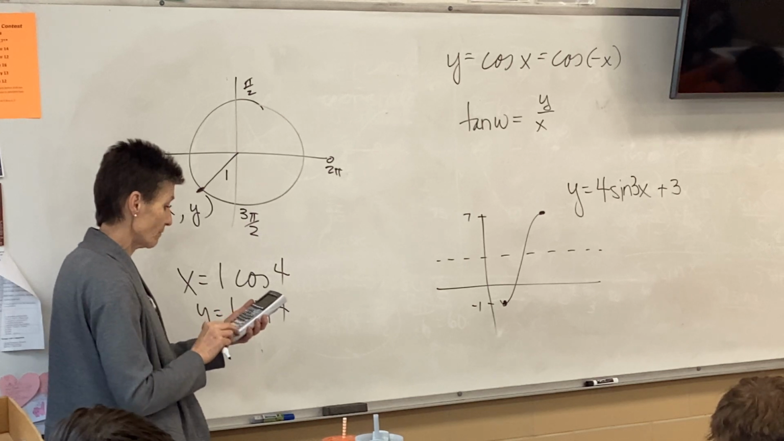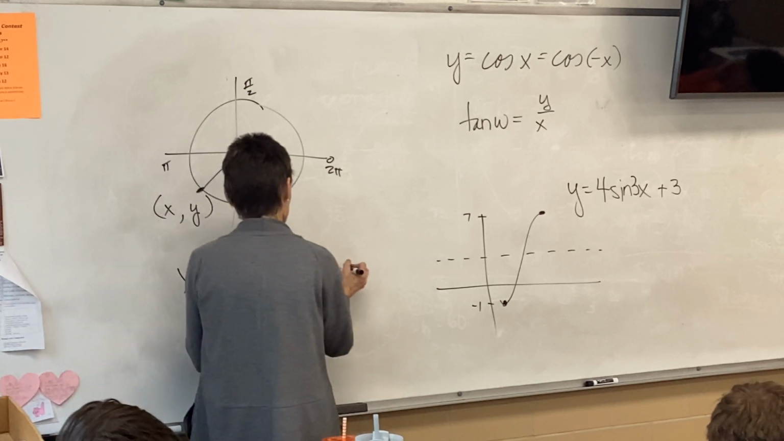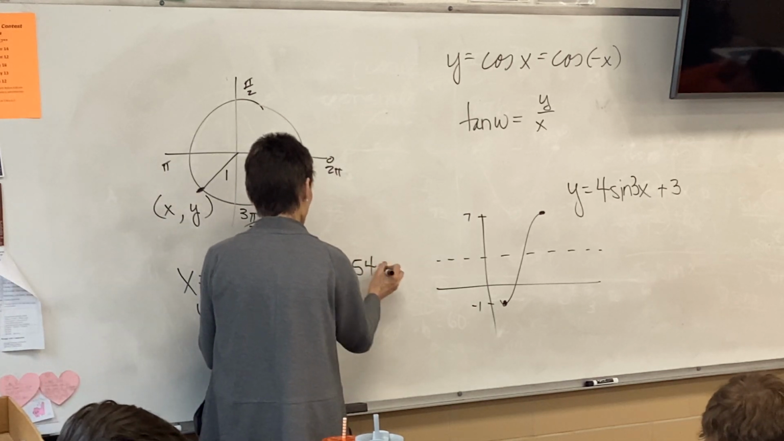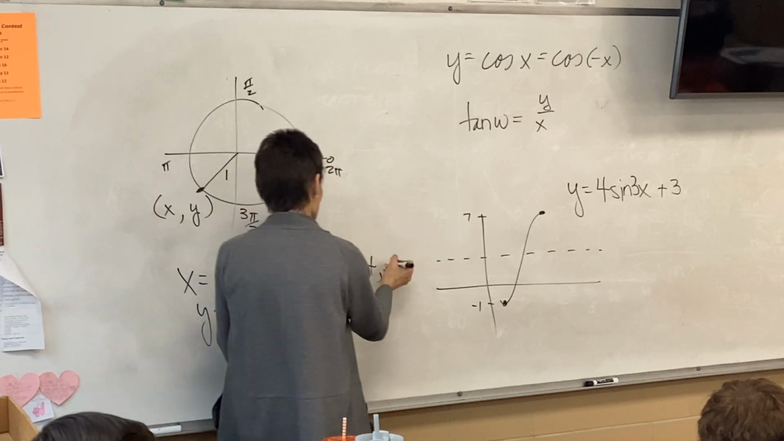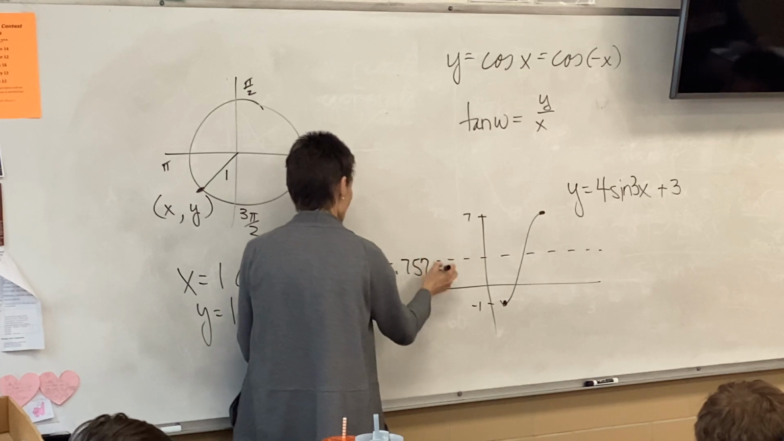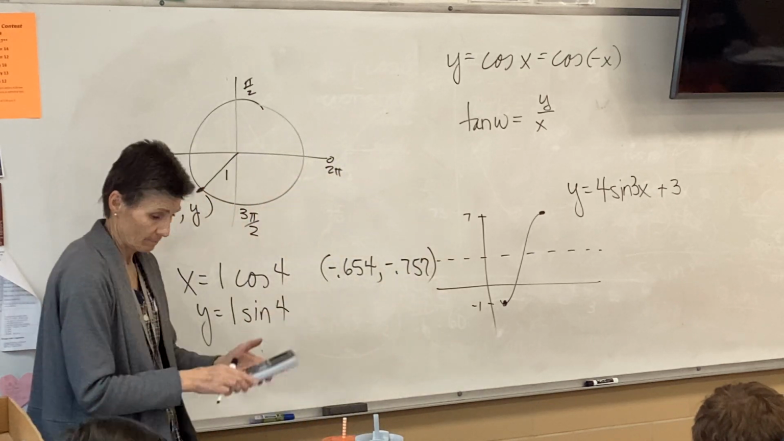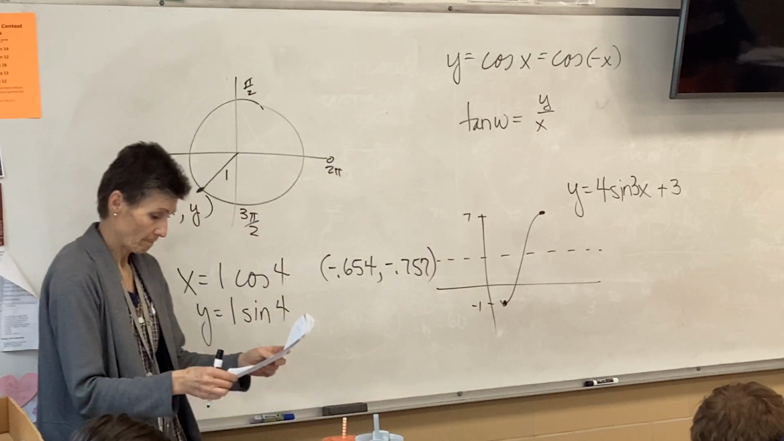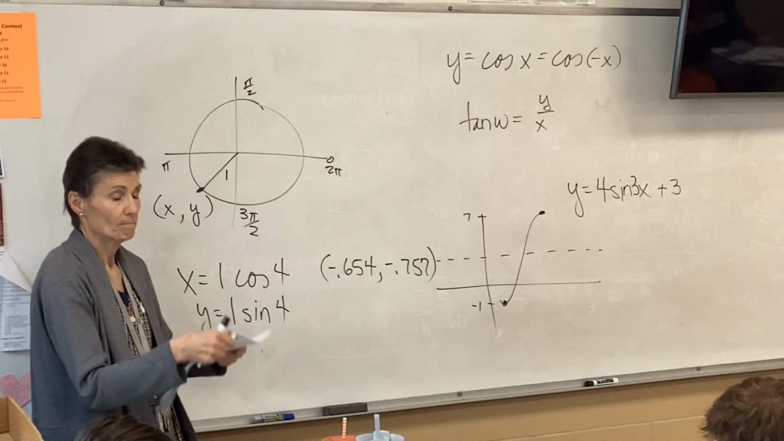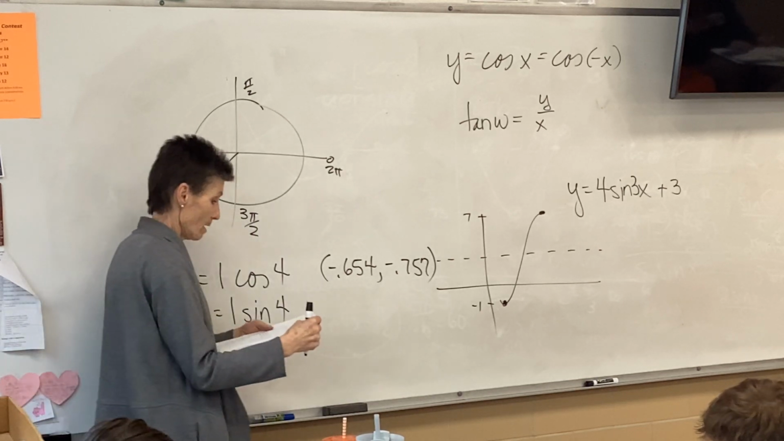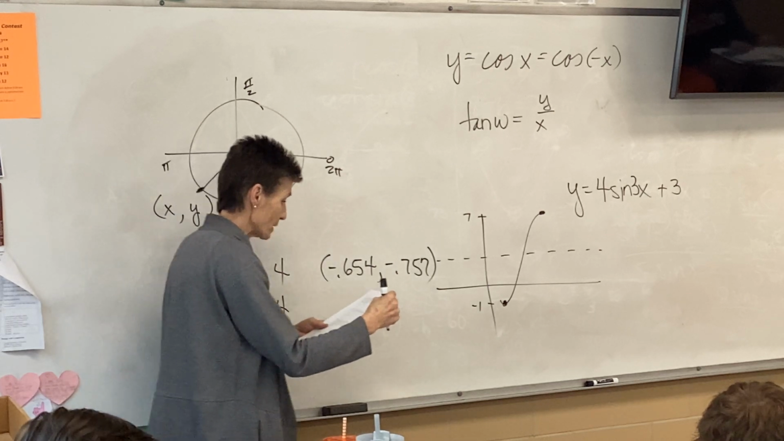I'm not sure how it is for you right now, but it has to be in radian mode. So cosine of 4 is negative 0.654, sine of 4 is negative 0.757. Does that look okay to everybody? All right, let's get the next couple done.